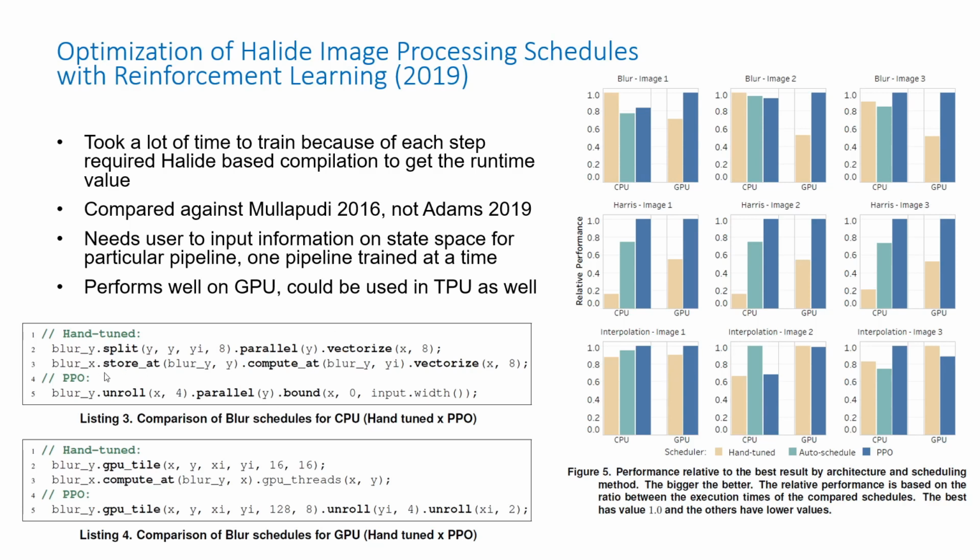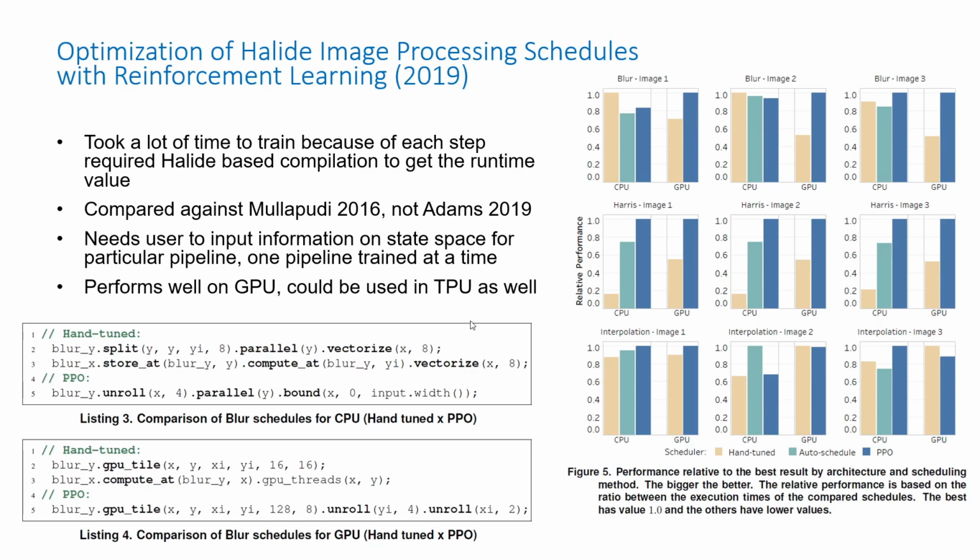But let's take a look at this. This is how it looks for the blur with the PPO agent and the hand tune, for CPU and GPU. You can see that the PPO is using a row parallel bound. It's not using vectorize, it's not using compute, and we know that those are important for the blur algorithm. So something is missing in here. That shows that this can further be improved and you could get better results. And for the case of the GPU, it's basically using GPU tile. For some reason it didn't use tile in here as well.